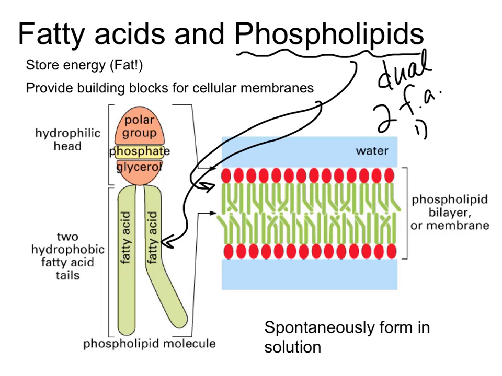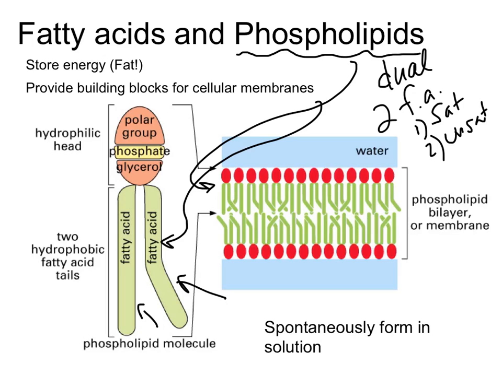One is going to almost always be saturated, and one is almost always going to be unsaturated. So one has a kink in it because it has a double bond, and the other is usually straight because it has no double bonds. That's important for the structure of membranes, and we'll talk more about that later.